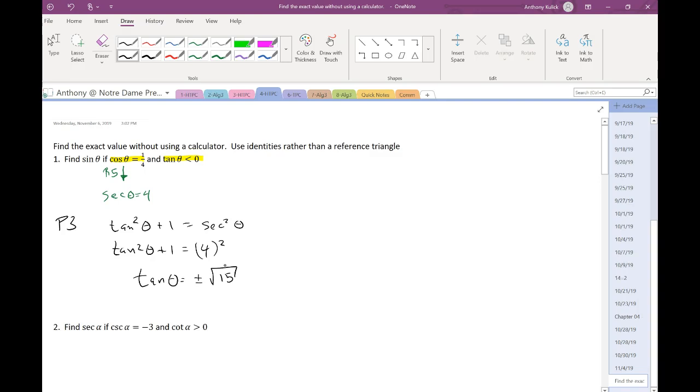I did a bunch of steps there all in one. I subtracted 1 from both sides and then square rooted both sides. Now, I'm going to use the fact that tangent is negative in this problem to settle this as that tangent is equal to exactly negative square root 15. Is everybody okay there? Okay. It's given to me in the problem. It says tangent theta is less than 0.